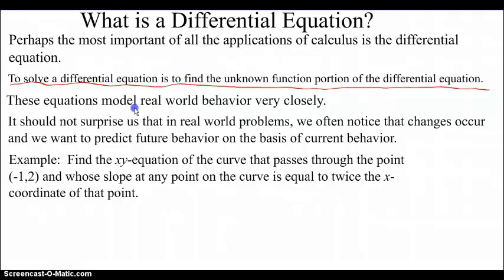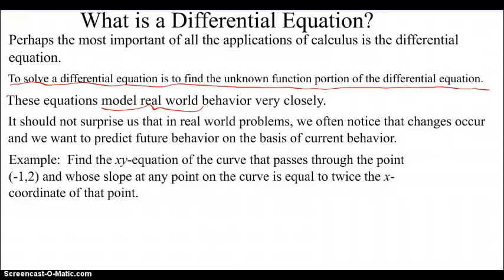These differential equations model real-world behavior really closely. Now again, we live in a three-dimensional world, and I recognize that all of these problems are very contrived because they're two-dimensional problems. But if we are on our way to learning the mathematics of how we're going to model things in the real world, this is a very big first step. It's foundational. Differential equations is all over the exam, and you know what that means. So it shouldn't surprise us that in real-world problems we notice that changes occur, and we want to predict future behavior on the basis of current changes.